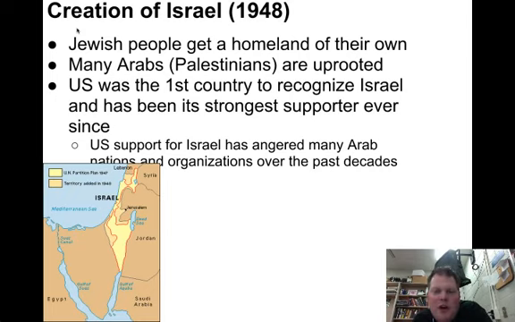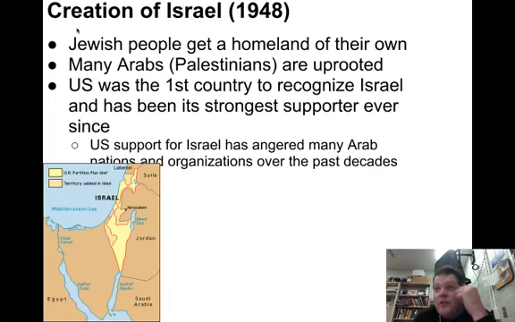In 1948, another very momentous decision is made. The Jews are given a homeland of their own in their ancestral homelands in Palestine, and so Israel is created. Unfortunately, there are people there already called Palestinians who are Muslim Arabs, and they are uprooted. And what's going to happen in the late 20th century, I should say, is that there are several wars between Israel and their surrounding Arab nations.